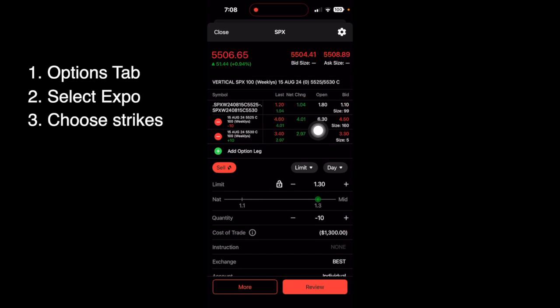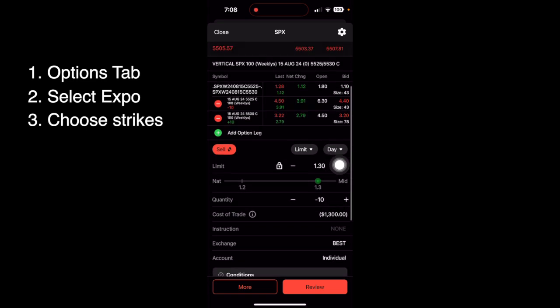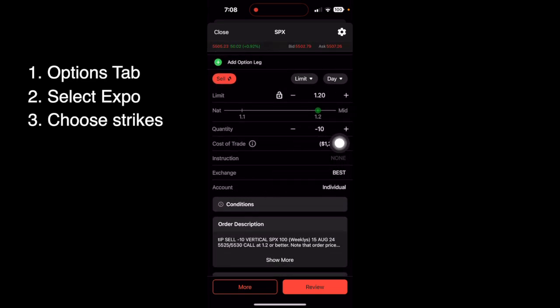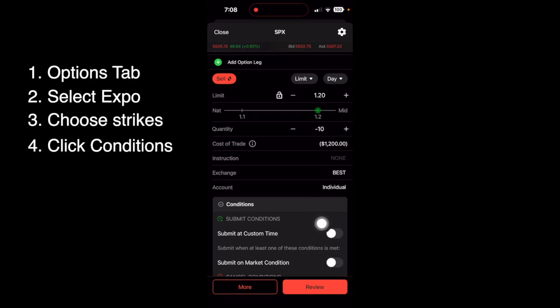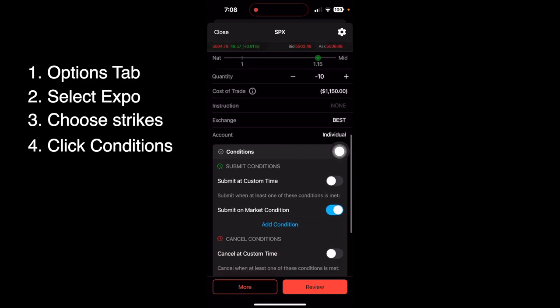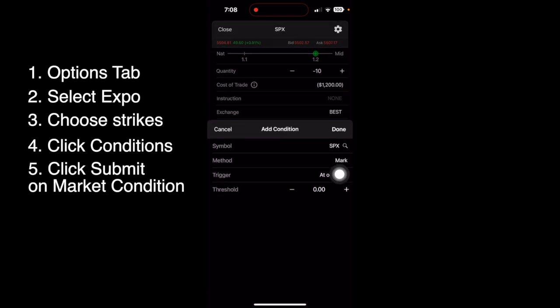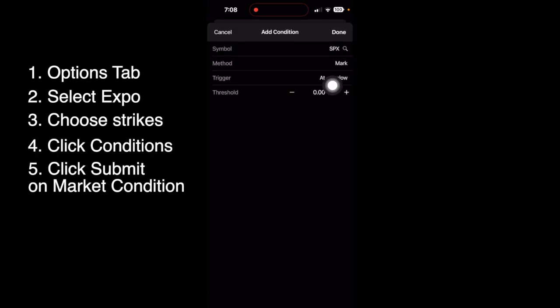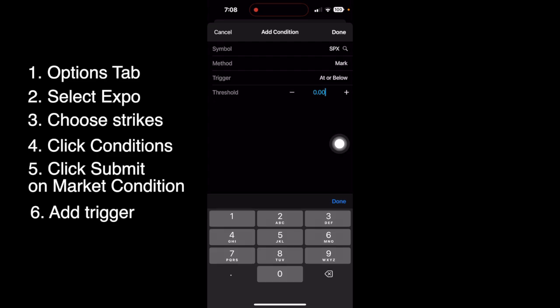So the first thing I do is make sure the contract size is correct. And then I'm going to scroll a little bit further down here to conditions. Then I'm going to submit on market condition and add condition. Then I'm going to say, by default, it's at or below, if it breaks below 5501.13. And then tap done.